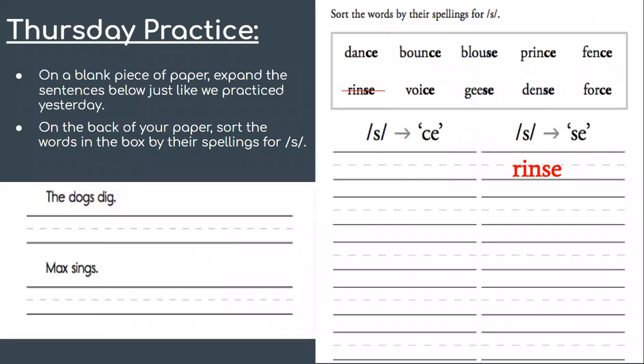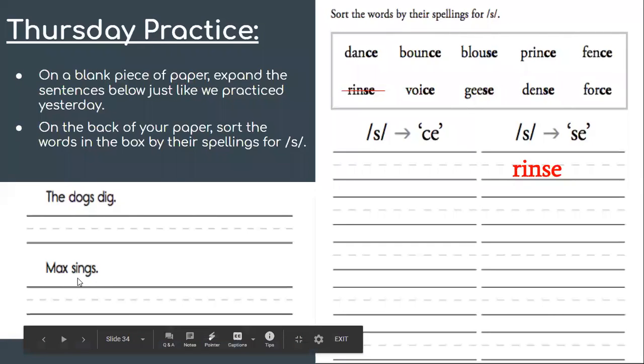All right, boys and girls, so we want you to come back Thursday. If it is Thursday, you are in the right spot. So on a blank piece of paper, you are going to expand the sentences below just like we practiced yesterday. So remember to use prepositions and adjectives to make your sentences longer, and use those 5W questions: what, where, when, why, who. So the dogs dig. That's your first sentence. Make it longer and more interesting. Max sings. That's your second sentence. Make it longer and more interesting.